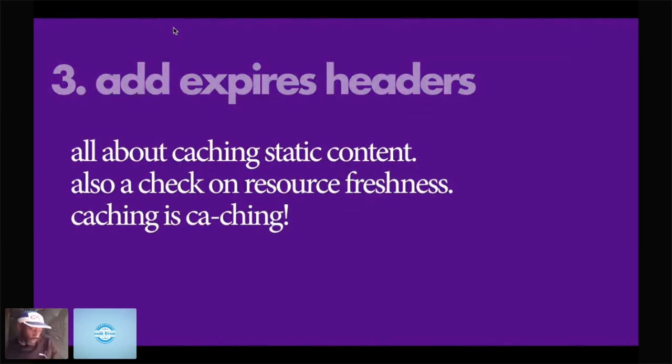Now, rule number 3 was add expire headers. Now, again, this is all about caching static content. Also a check on resource freshness. And I was trying to be cute here, but caching is caching, meaning you can actually make an argument that proper caching is going to save you money. And so in 2020, once again, expire headers. Is this important? You absolutely bet you is.